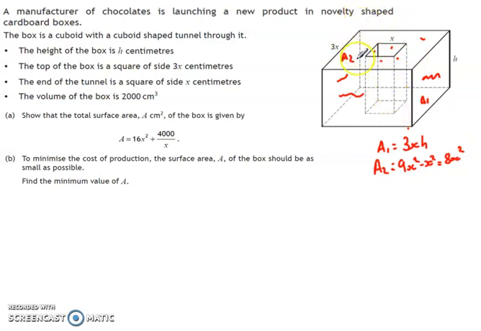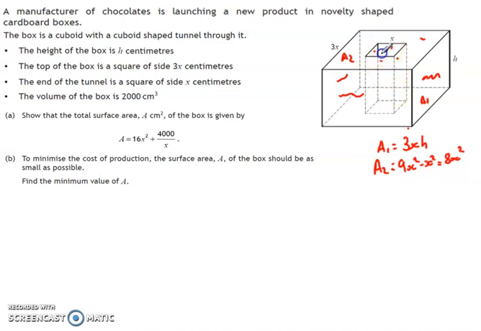What I've also got to remember is the top and the bottom are the same, so my bottom is going to be the same as this. Each of the sides is going to be the same as this as well. What I need to calculate is the inner tube here, so the area of each of the faces here, and then I've got all the information I need to be able to combine them together and get some sort of an expression for the surface area.